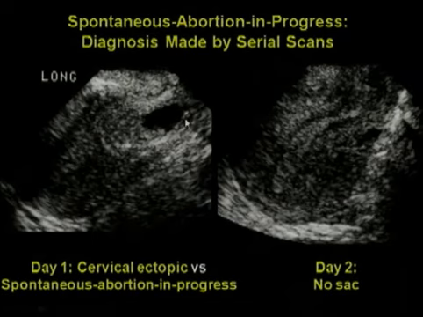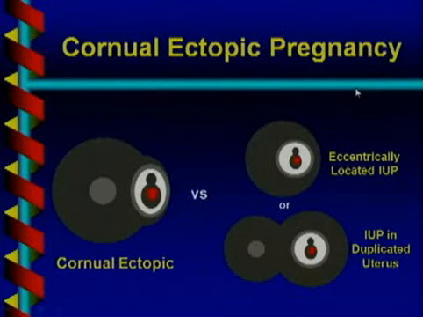And here's one where we weren't completely sure. This woman was having pain and bleeding, nothing in the body of the uterus on this transvaginal scan. Here in the cervix is a gestational sac. We weren't quite sure whether it was a pregnancy implanted here or passing through it, a spontaneous abortion in progress. So we said, let's scan again tomorrow. She was stable. The next day it was all gone. So this was a spontaneous abortion in progress that had cleared out.